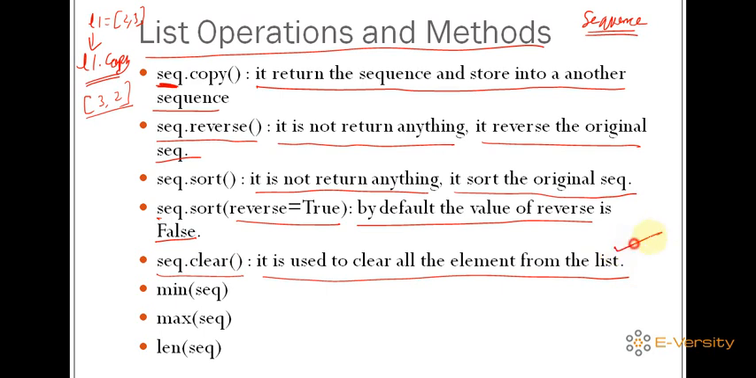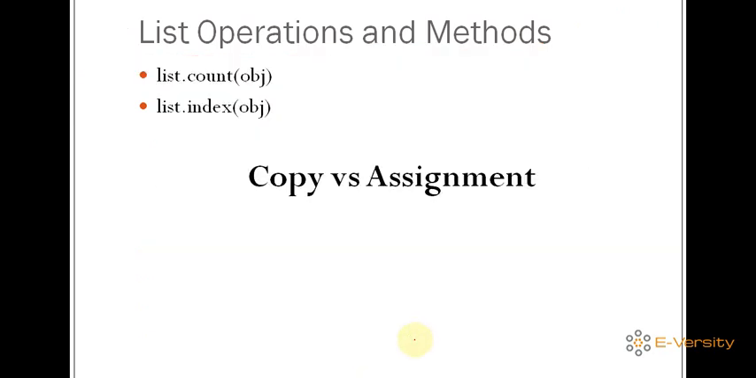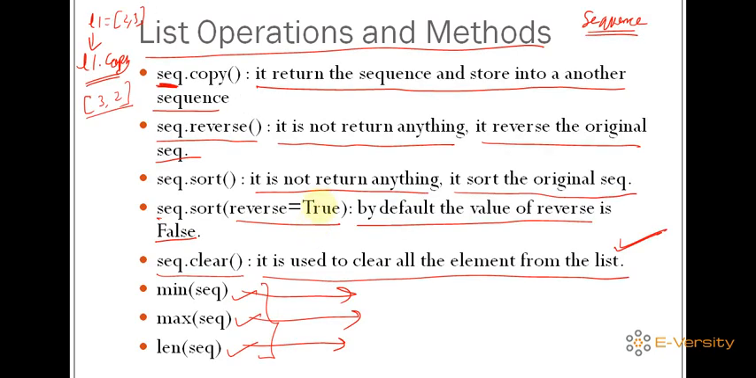So how can we clear the sequence? By using the clear function. Another, these are Python inbuilt functions: min function, max function, length function. They are used to find the maximum element, the minimum element from the sequence, and the length of the sequence. We can discuss one by one later, practically we can show how you can implement these functions.